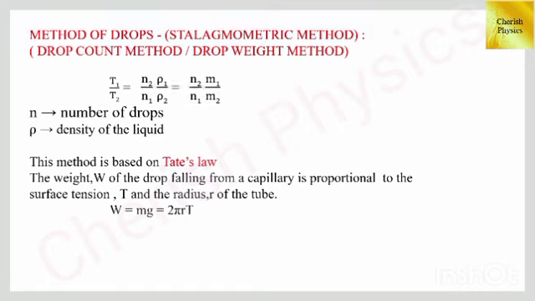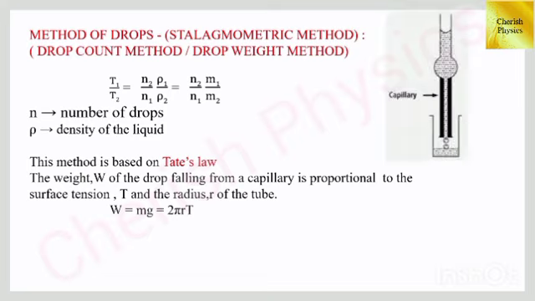Stalagmometric method. It is also called the drop count method or drop weight method. It consists of a glass tube with a bulb and the lower end of the bulb has a capillary tube. From that, water drops will fall. Here we can compare the surface tension of two liquids by the formula T1/T2 = (N2/N1) × (ρ1/ρ2), which is equal to (N2/N1) × (M1/M2), where N is the number of drops, ρ is the density of the liquid and M is the mass of the liquid.